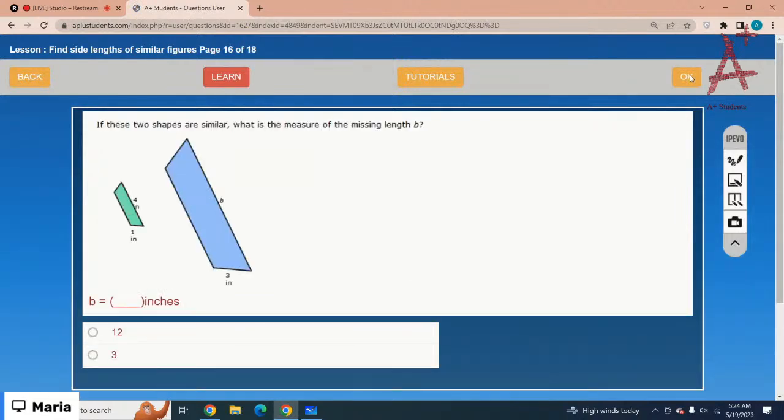Okay, if these two shapes are similar, what is the measure of the missing length b? So which is the correct option? It would be b equals 12. The correct option is b equals 12. Got it?